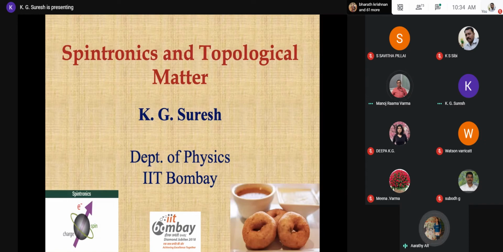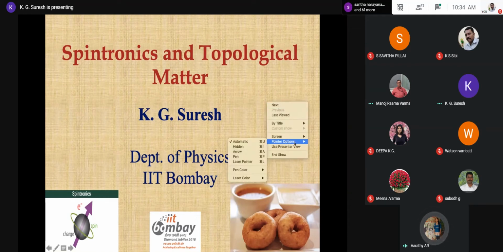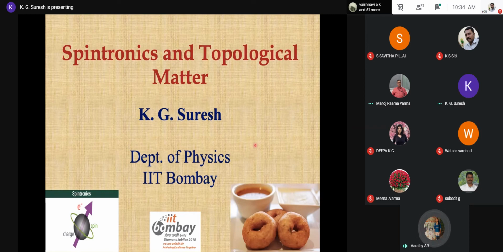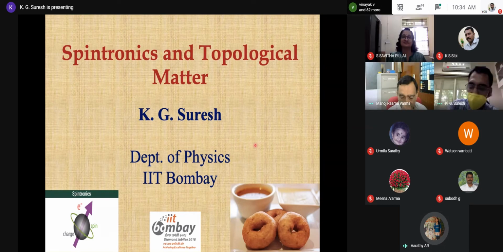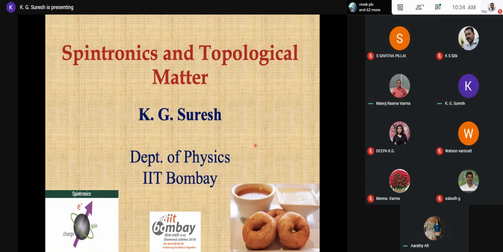In today's talk, he will be presenting for us the basic ideas of spintronics and topological matter. He will be highlighting the importance of these topics and the need to identify novel materials belonging to these classes. Finally, he will be discussing some of the results of his research group on these topics. Now, it's time for us to listen to his words. Let me invite Professor K.G. Suresh to address the audience. Thank you.